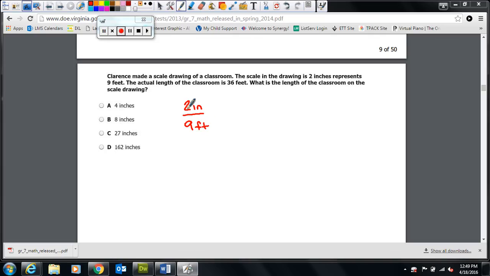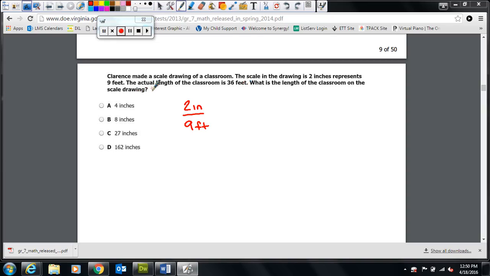A ratio, remember, can be written in the form of a fraction, or it can be written like 2 to 9, or even 2 colon 9, with the units, of course, in there. But I decided to write my ratio this way, and you're going to see why in just a second. So it goes on to say the actual length of the classroom is 36 feet. What is the length of the classroom on the scale drawing?